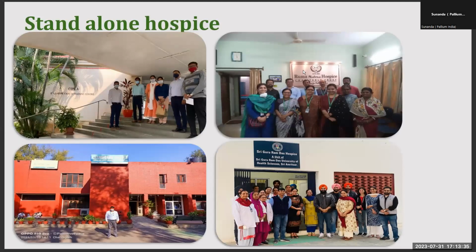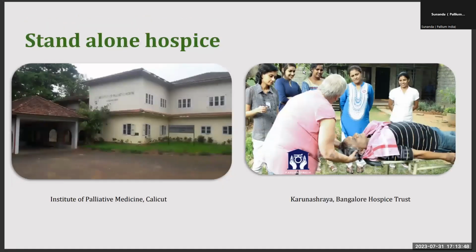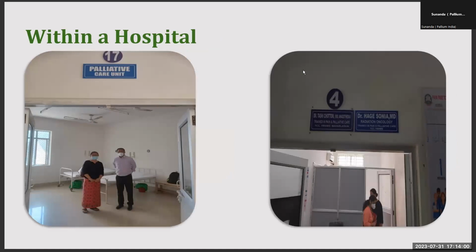So these are some pictures of standalone hospice. It is independent. It is only for palliative care. There are no other units inside it. These are some of the standalone hospices which are doing dedicated service only for palliative care. Now, this second one is within a hospital. As you can see, they have named it a palliative care unit. It is a hospital, but for palliative care they have a dedicated room. Sometimes some places have dedicated 5 beds or 2 beds for inpatients. So this is how it is.